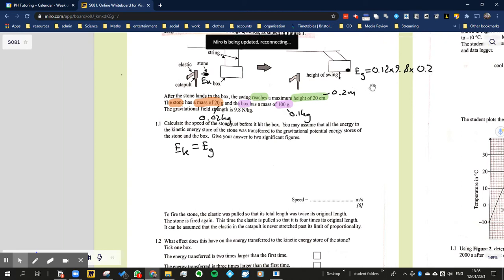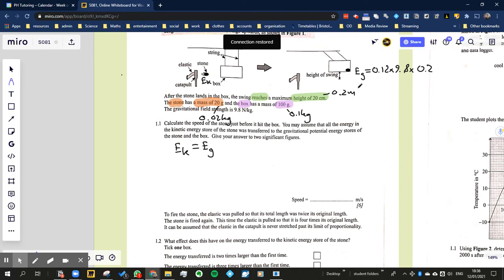So that'll give us the final gravitational energy. So let's work that out. So that is 0.2352. Okay, that's a weird one, but never mind. So that's how many joules of gravitational energy it has at the end of the transfer. So that means it must have had that much kinetic energy to start off with.